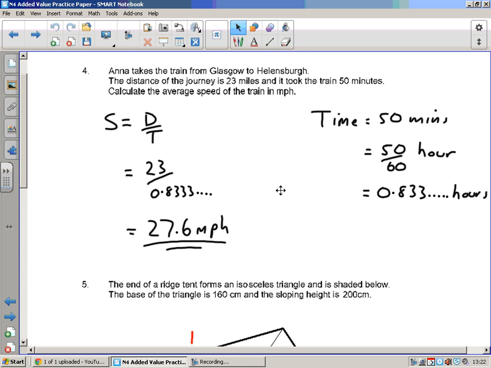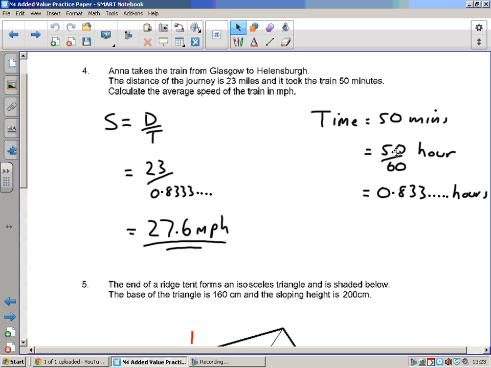Number 4, a speed distance time question, but it is quite tricky. So looking for the key information here, we have 23 miles, we have 50 minutes, but I want the average speed in miles per hour. So I've got minutes, I need to turn minutes into hours, because it says miles per hour, not miles per minute. So how much of an hour is 50 minutes? Well, 50 minutes is almost an hour, but in terms of whole hours, I'd have 50 minutes out of 60. That'd be my fraction of an hour, so I'd have 50 sixtieths, or 5 sixths, we could cancel there.